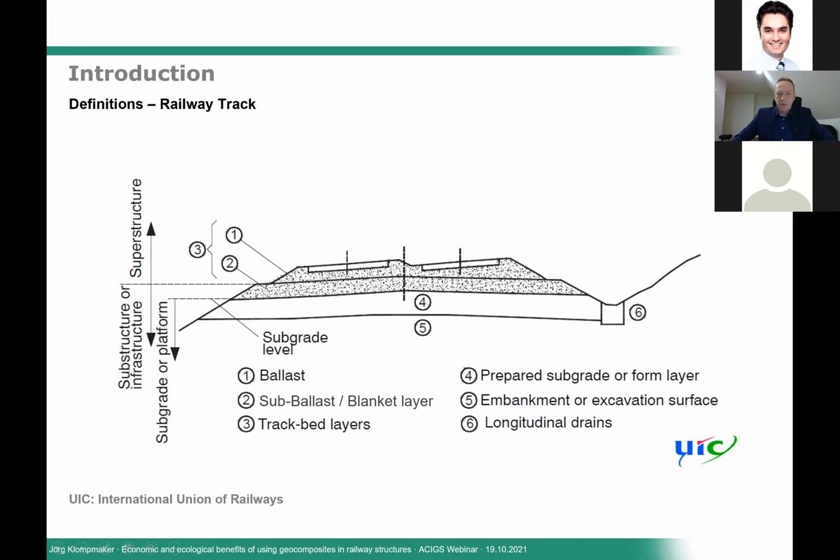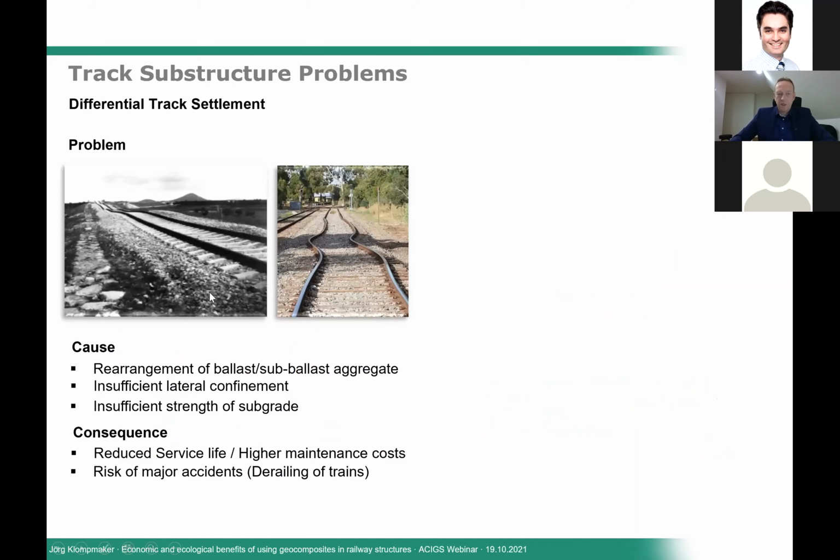So first of all, we start with the upper layer, which is the ballast layer, which carries the sleeper and the rail. Underneath, we might have a sub-ballast layer, depending on where we are in the world and depending on the requirement. And these two layers are usually called the track bed layers. So ballast and sub-ballast are the track bed layers. Underneath the sub-ballast, we usually have the prepared subgrade or a formation level. And underneath, we have an embankment or an excavation surface. Laterally, there can be a longitudinal drain. This can be on one side of the track, or it can even be on both sides.